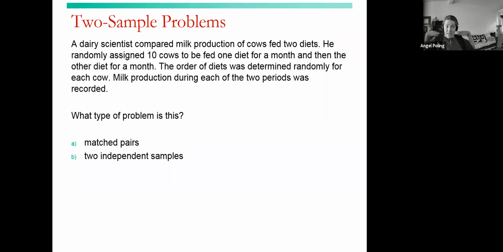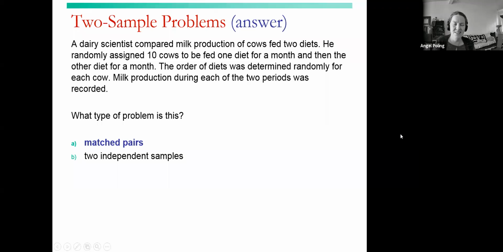So now I'm a cow, right? And I'm eating like alfalfa for a month, and then I go and I eat hay for a month, right? Or whatever they feed cows. And then I'm an individual in both of these samples, right? And so my results for eating alfalfa are compared to my results for eating hay, right? So this is a matched pairs design because of the reasons I stated.